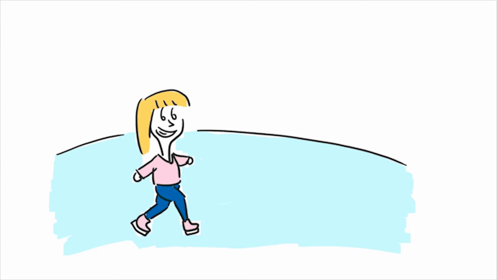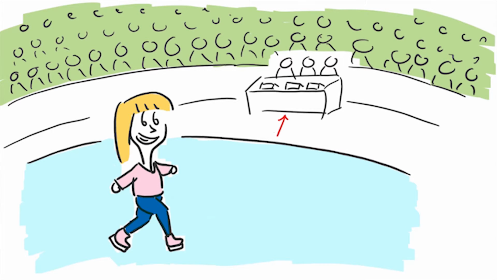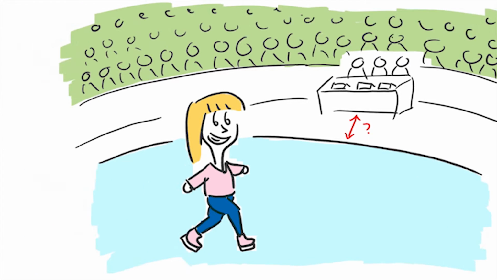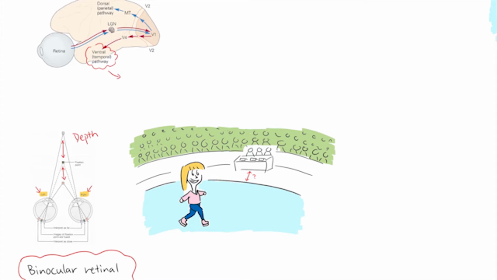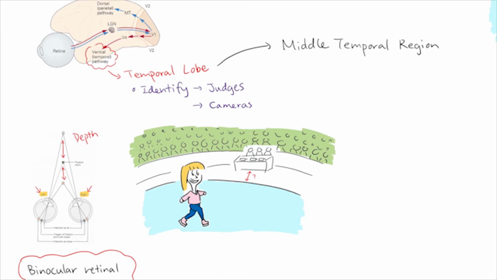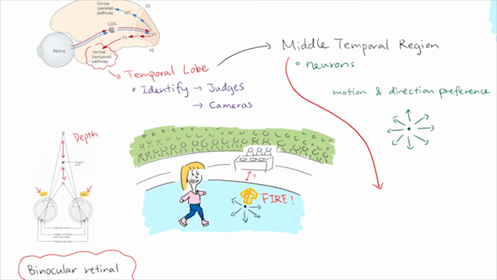As the skater enters the ice, they must take in their surroundings, identifying where the judges are and how far away from the sideboards they are. This is done through binocular retinal disparity. The ventral stream connecting V1 with the temporal lobe will allow for identification of each judge. Within the temporal lobe is the middle temporal region, MT, which is neurons that fire preferentially to motion and direction. The MT projects to the MST.